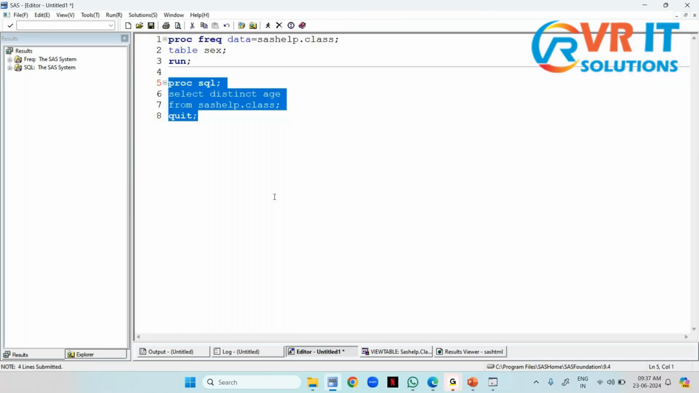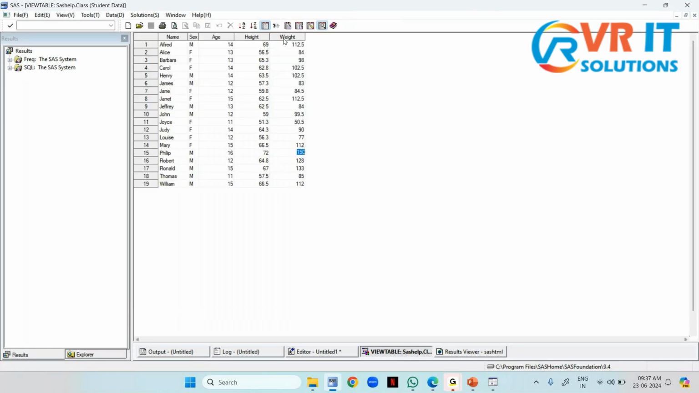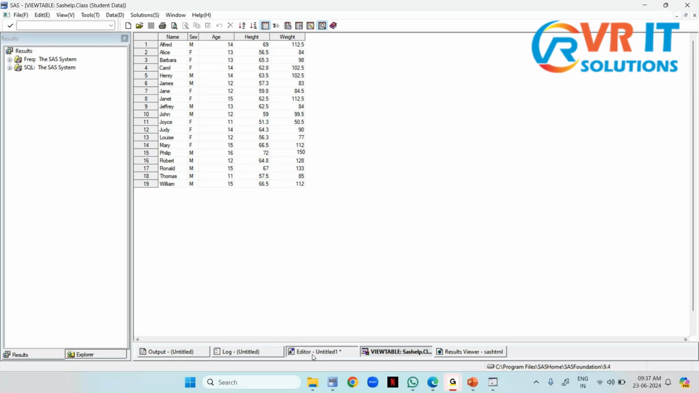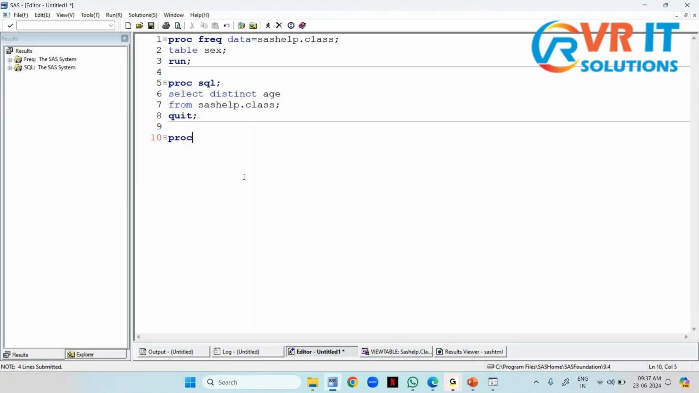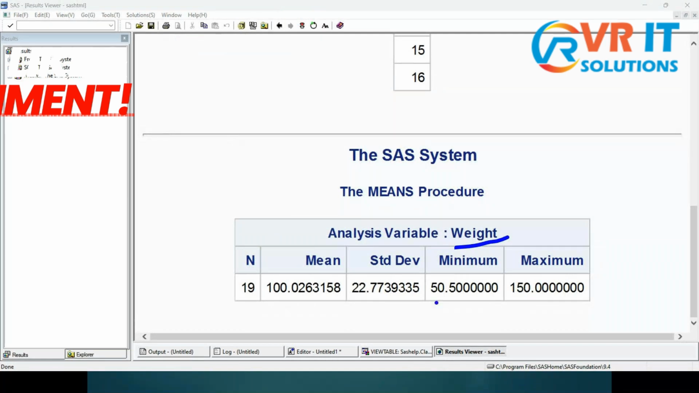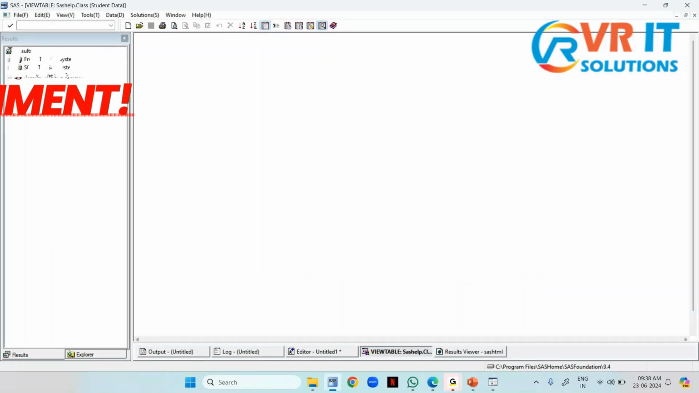Let's say I want to find out what the maximum weight and the minimum weight are from this. The maximum weight is around 150, and what is the minimum weight? For that I can again write a small piece of code, and I can derive a lot of statistics from that. See here, weight: the minimum weight is 50.5.